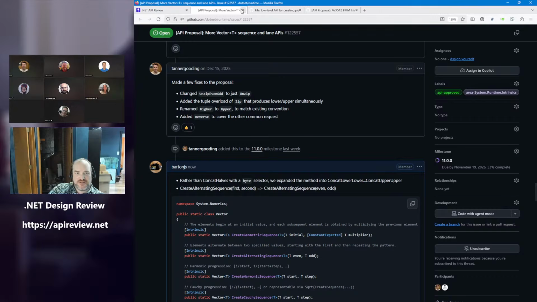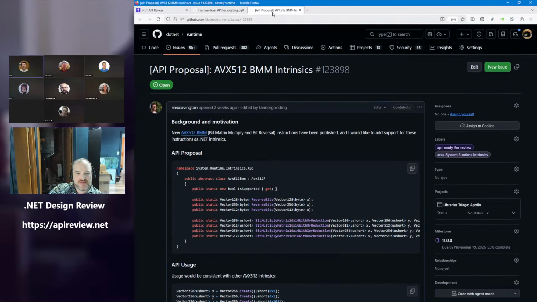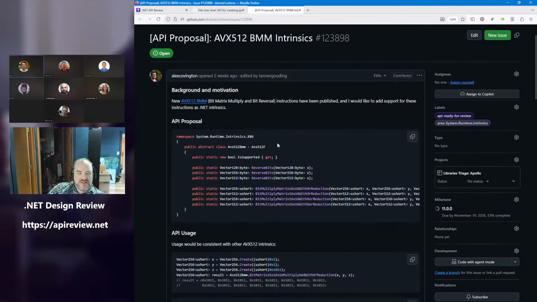We have another intrinsics, but if you have to go, you have to go. I have enough time for the other intrinsics one. It should be straightforward. Okay. And if not, I'll drop. All right. 512 BMM 123898.